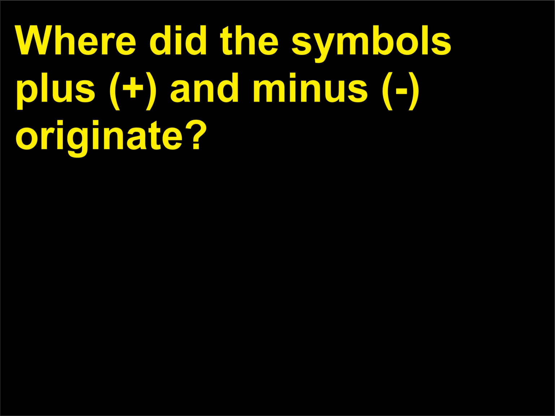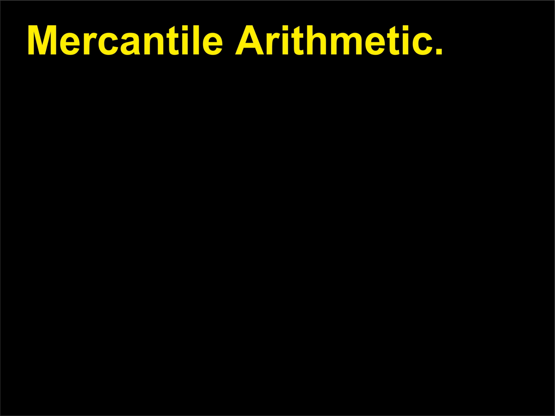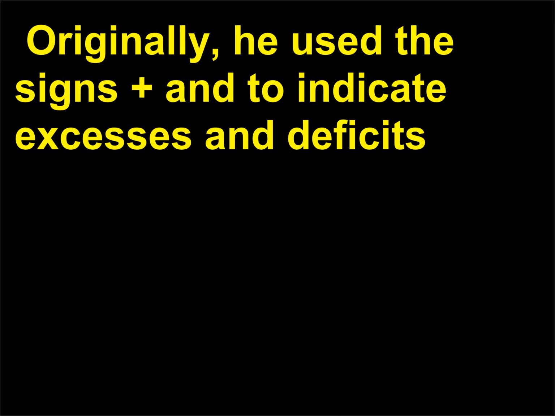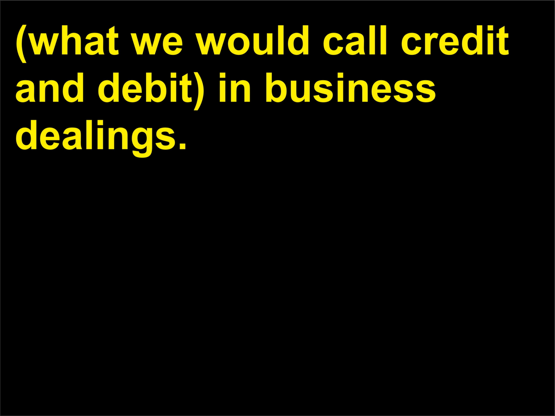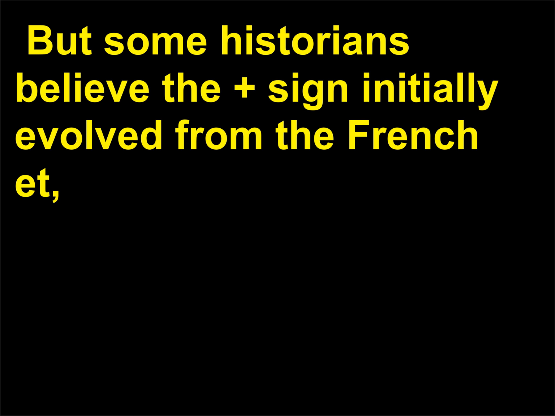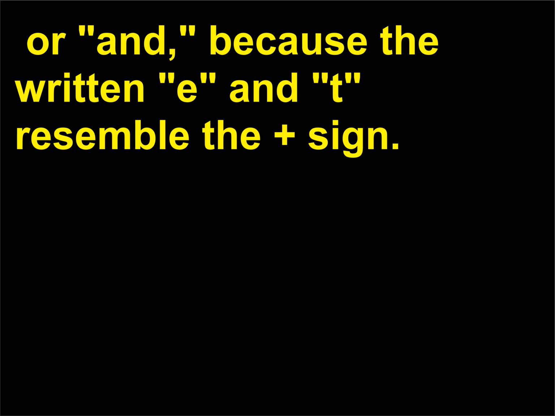Where did the symbols plus and minus originate? Mercantile arithmetic. Originally, he used the signs plus and minus to indicate excesses and deficits, what we would call credit and debit, in business dealings. But some historians believe the plus sign initially evolved from the French et, or and, because the written e and t resemble the plus sign.